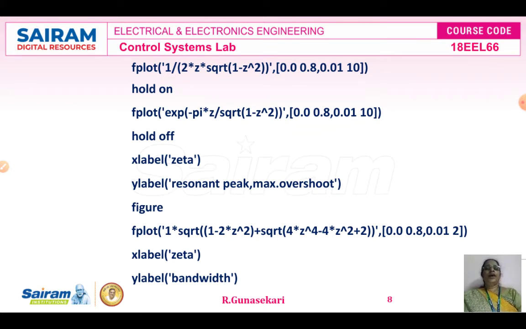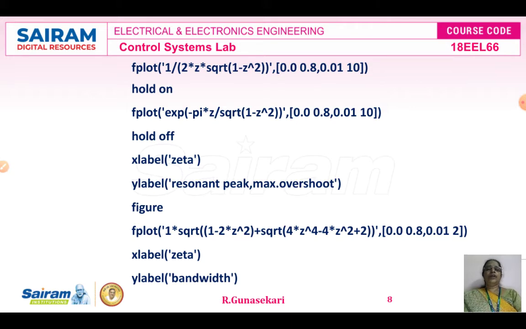Then fplot 1 by 2 z square root of 1 minus z squared, over the range 0.0, 0.8, 0.01, 10. Next hold on. Then fplot the exponential of pi z by square root of 1 minus z squared, over 0.0, 0.8, 0.01, 10. Next hold off. The x label, that is the x-axis, is zeta, the damping ratio. The y label, that is the y-axis, is the resonant peak and maximum overshoot. Now the figure is the simulation result.